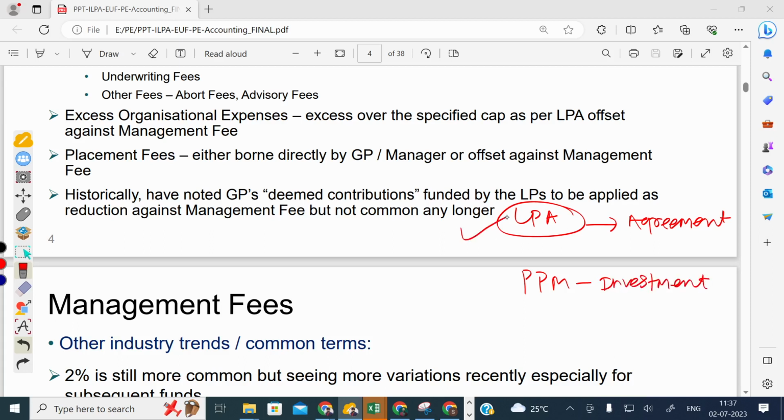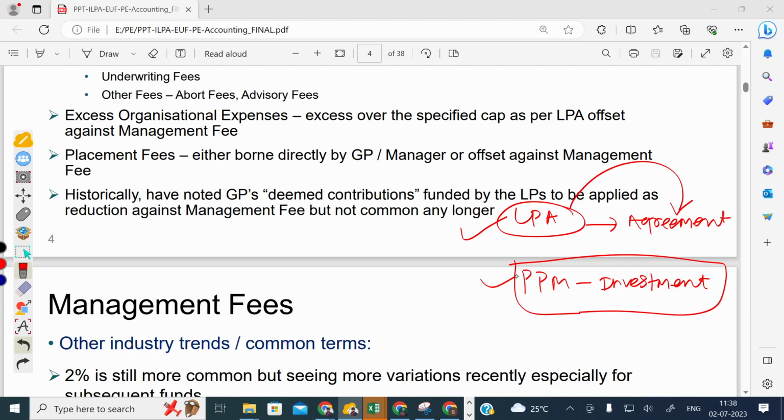LPA defines the partners: their profit, their shares, their investment, their profit and loss, everything. It is all about the partnership, how the partnership would be or should be. PPM means investment terms: how partners will invest, what the amount would be, the rate, the return rate, or investment details. Everything will be defined in the PPM.